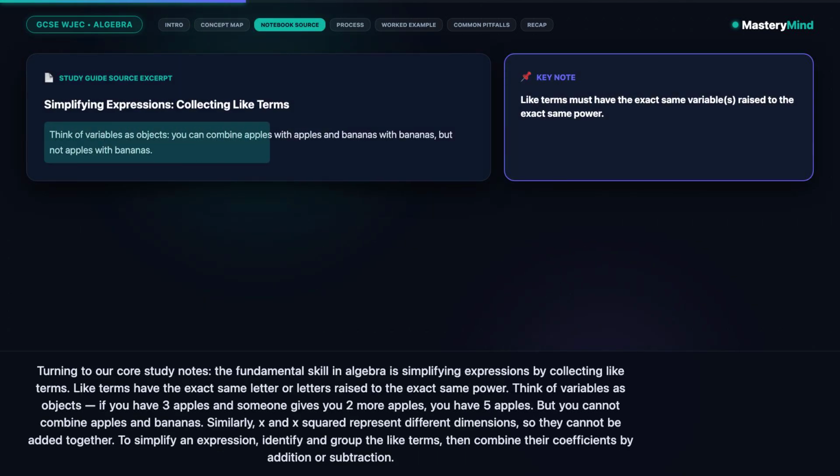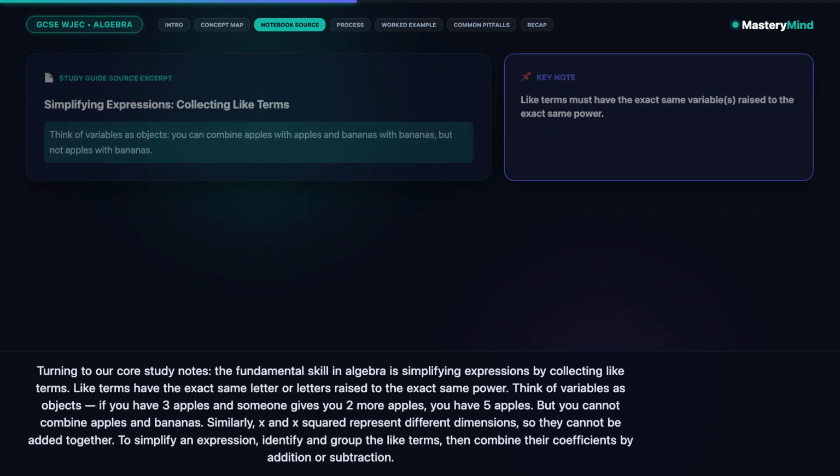Turning to our core study notes, the fundamental skill in algebra is simplifying expressions by collecting like terms. Like terms have the exact same letter or letters raised to the exact same power. Think of variables as objects. If you have 3 apples and someone gives you 2 more apples, you have 5 apples. But you cannot combine apples and bananas. Similarly, x and x squared represent different dimensions, so they cannot be added together. To simplify an expression, identify and group the like terms, then combine their coefficients by addition or subtraction.